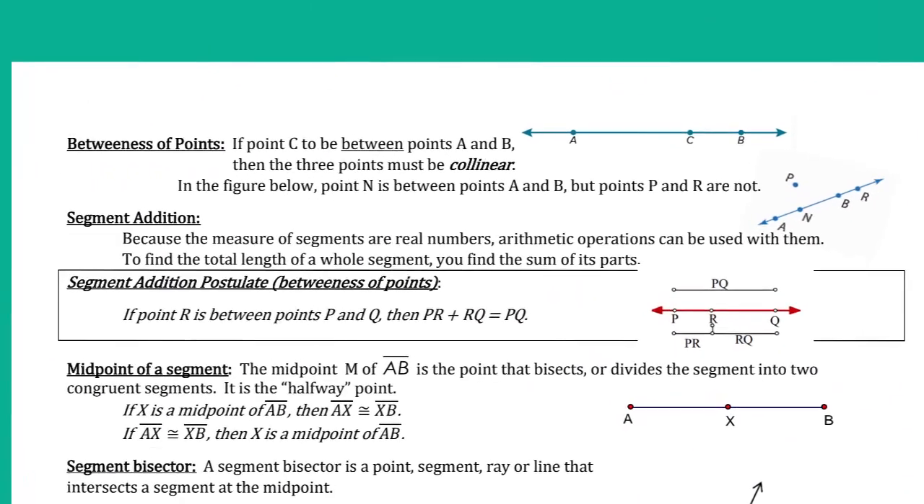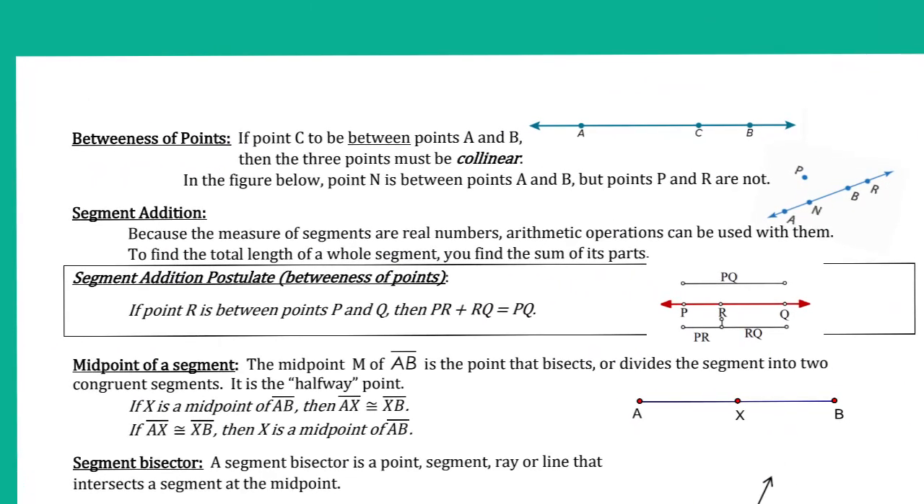Okay, betweenness, we've spoken of that before. If a point is between two other points, it implies that the 3 points are collinear with each other. Between doesn't mean halfway between, so don't have it mean more than it should. If point C is in between A and B, it's just collinear with those. It's on a line that contains both those points.